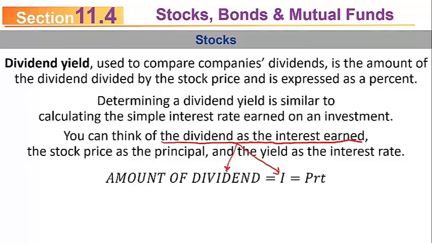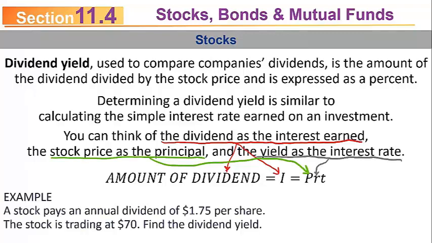So the amount of dividend is the same as the amount of interest earned in the I = PRT formula. The principal is the stock price, and the interest rate is the yield. And of course, the time is the same in both. For example, if I said a stock pays an annual dividend of $1.75 per share, and the stock is trading at $70, find the dividend yield. And it's simply applying the I = PRT formula.